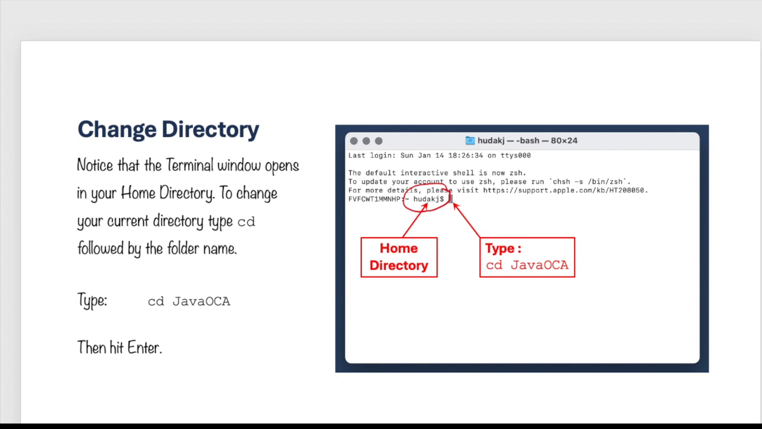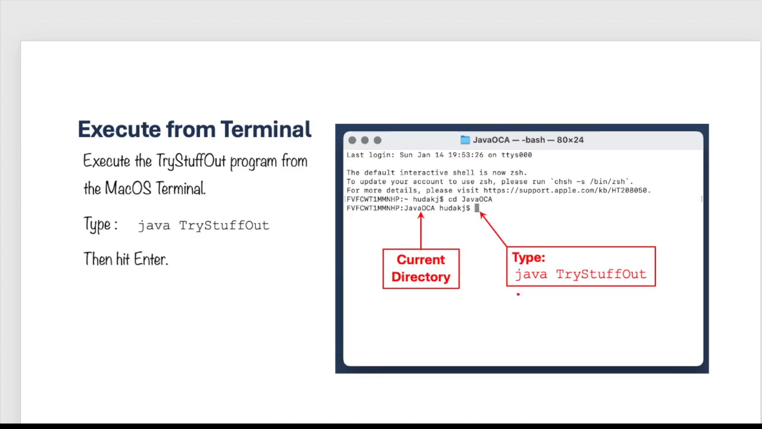We don't want the home directory. That's not where our Java OCA TryStuffOut file is. It's inside of the Java OCA folder. So we are going to type cd. CD stands for change directory, and the name of the folder, which is Java OCA, and then you're going to hit the enter button. So here is our folder. We changed the directory to here. Now we're going to type in our command.